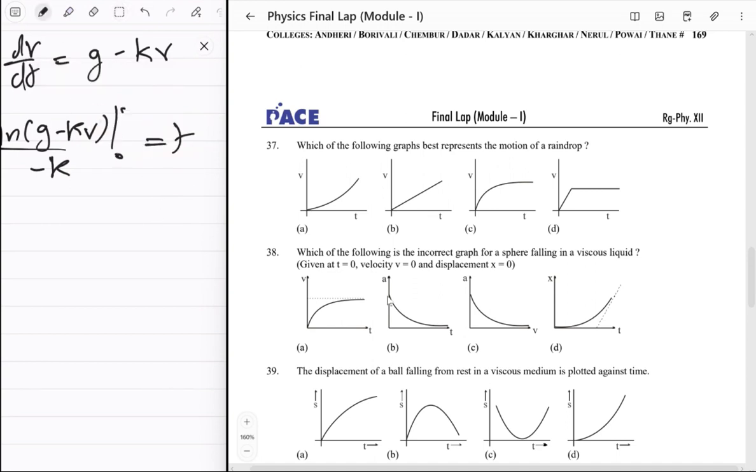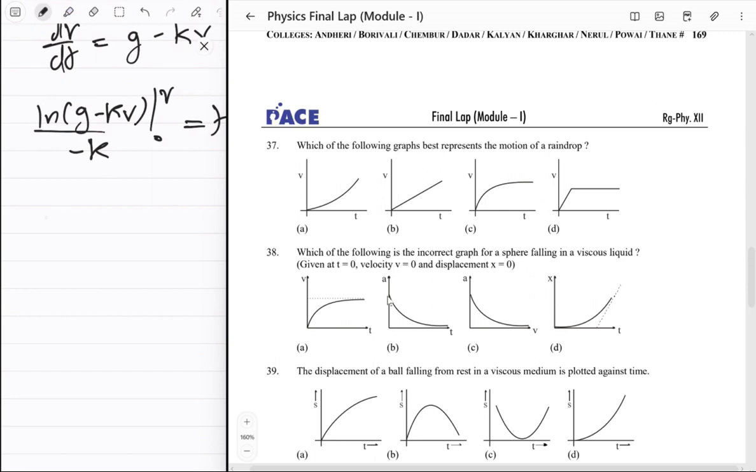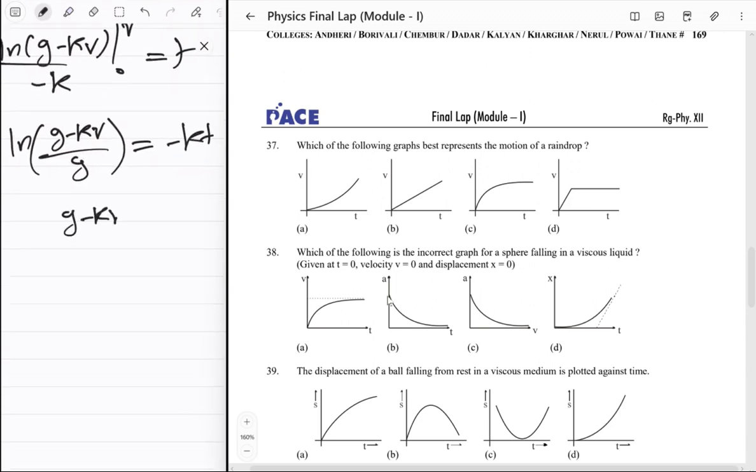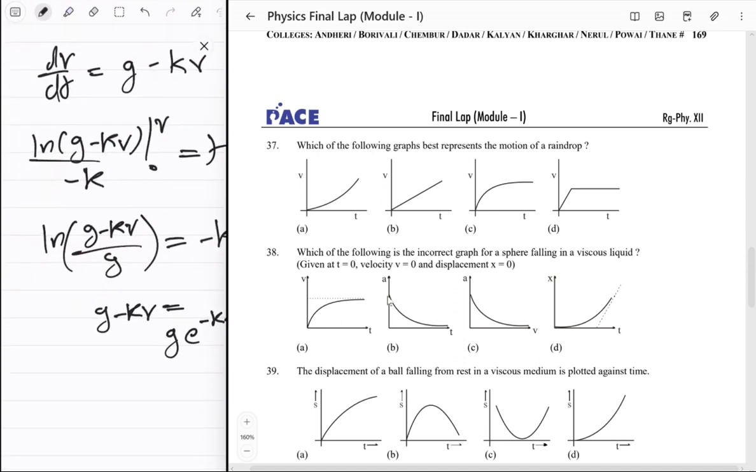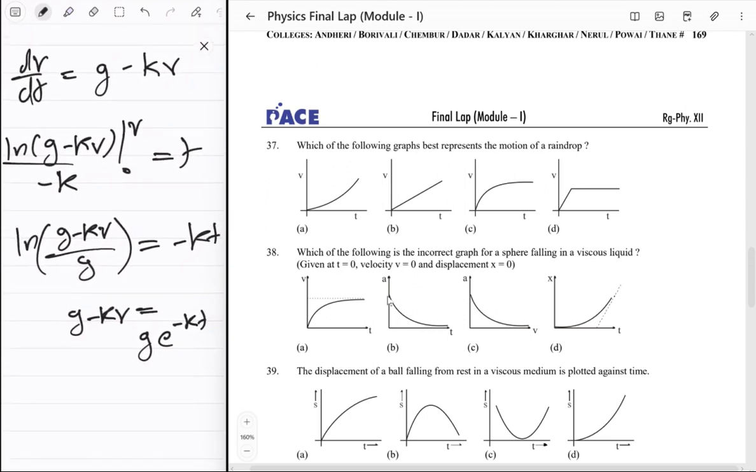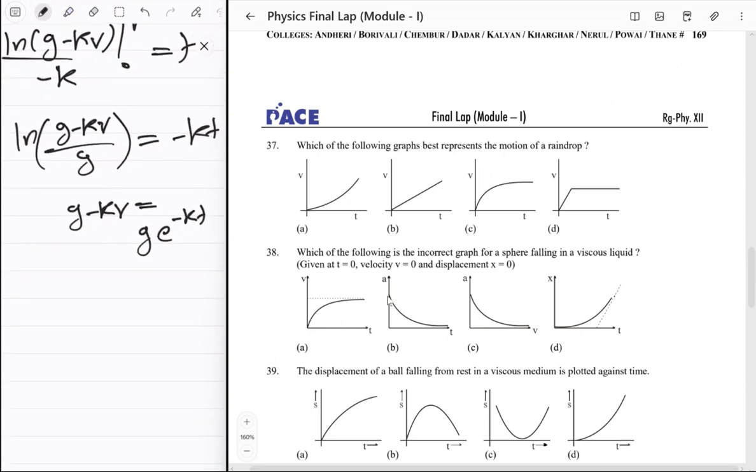Just go from zero to v. So that's like saying natural log of g minus kv upon g, that is equal to negative kt. मतलब कि g minus kv is just equal to g times e power negative kt. Isn't that right? Maybe it is, maybe it's not, who knows. Hopefully correct though.